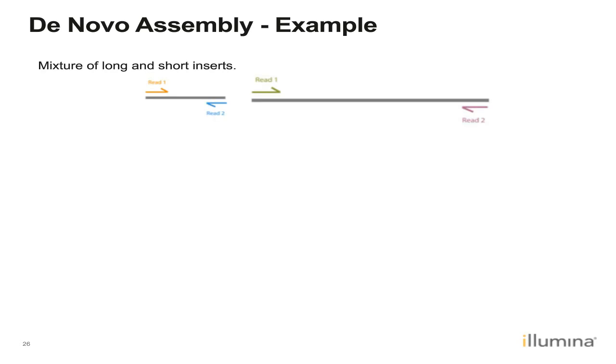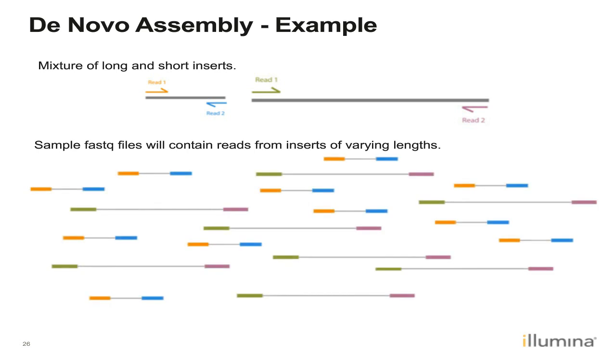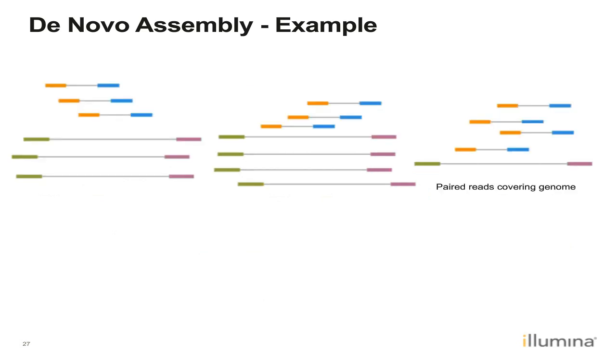So let's look at an example. Typically, we're going to want to do some type of mixture of long and short reads. The long reads are really going to serve as the backbone of our genome, whereas the shorter inserts are going to be the middle pieces that we missed with the longer inserts. So in your FASTQ files, you're going to have reads of all sorts of varying insert sizes and lengths. And the goal is to take all of that and assemble the backbone and fill in the in-between with the smaller inserts.